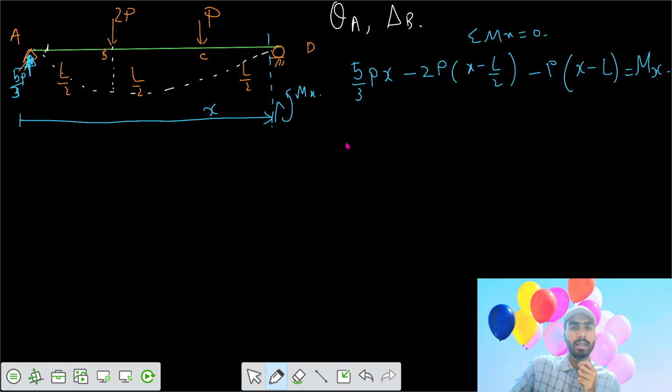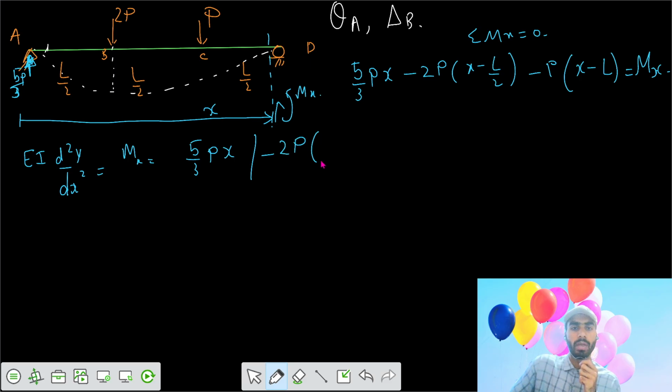So after that you can write EI d2y by dx2 equals to M, that equals to Mx. That equals to 5 by 3 Px. Then you apply these oblique signs: minus 2P (x minus L by 2), then oblique sign, minus P (x minus L). So then after that we have to integrate it.